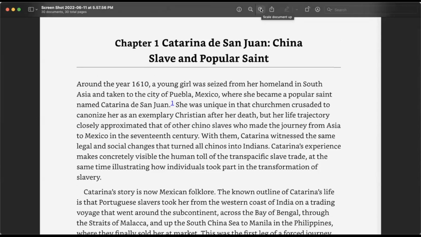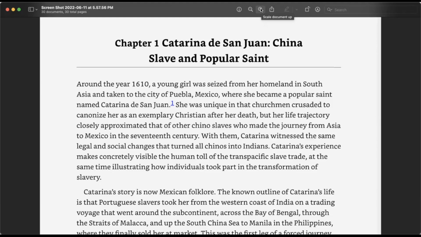It says around the year 1610, a young girl was seized from her homeland in South Asia and taken to the city of Puebla, Mexico. So in 1600, right? 1600, she's from South Asia. These are swarthy people, where she became a popular saint named Katarina de San Juan. She was unique in that churchmen crusaded to canonize her as an exemplary Christian after her death, but her life trajectory closely approximated that of other Chino slaves who made the journey from Asia to Mexico in the 17th century. Again, that's the 1600s. With them, Katarina witnessed the same legal and social changes that turned all Chinos into Indians.